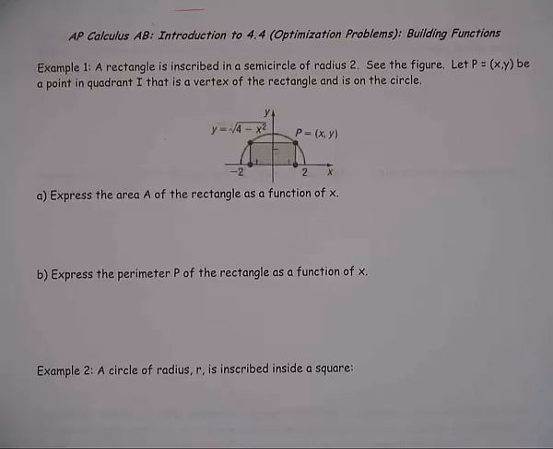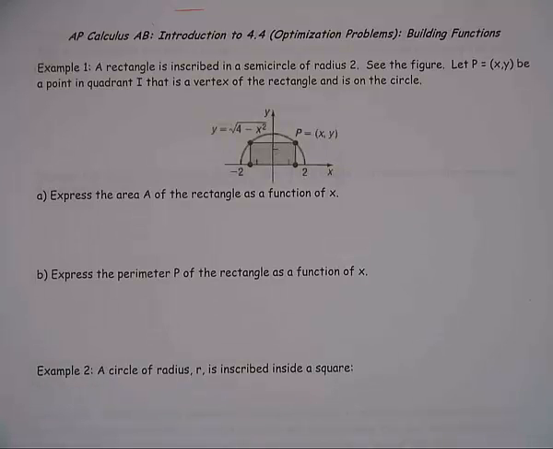And the goal in section 4.4 is to find maximum and minimum values of things. But to find the maximum and minimum value of things, you have to find the derivative. To find the derivative, you need to have a function. So what you're going to have to do in section 4.4 is write your own function. That's what this lesson is going to help you do.